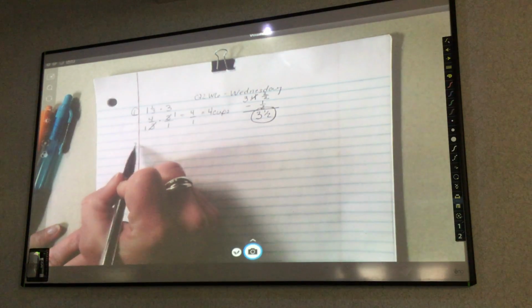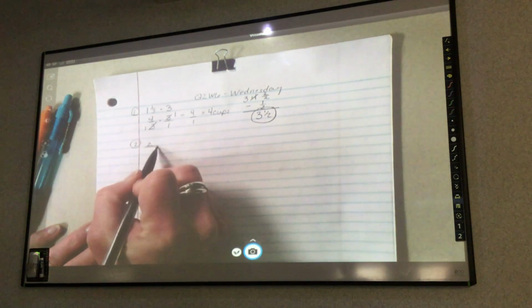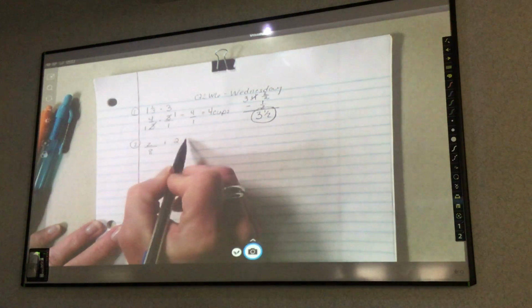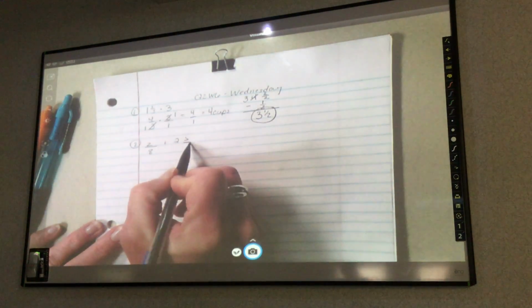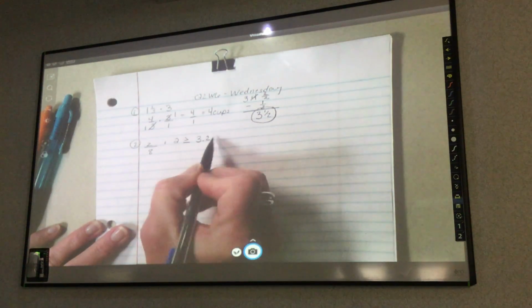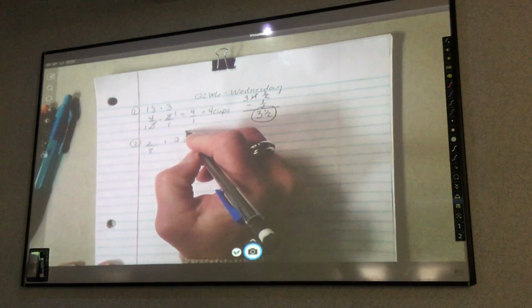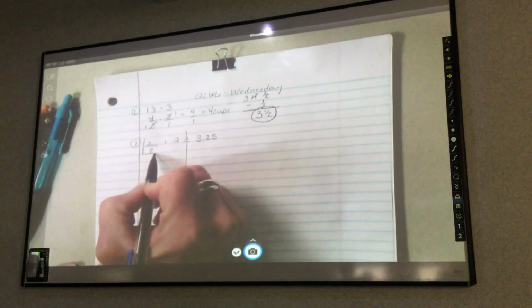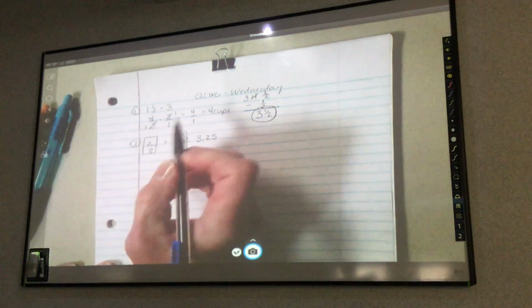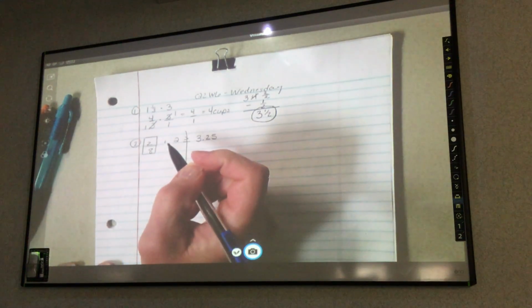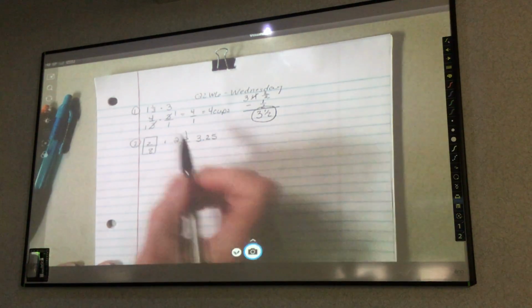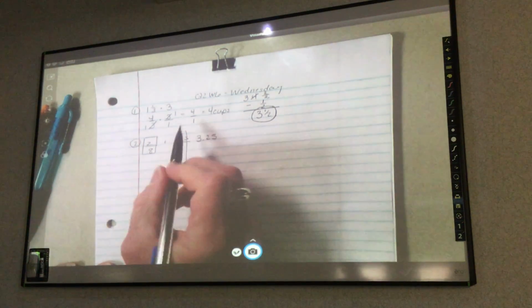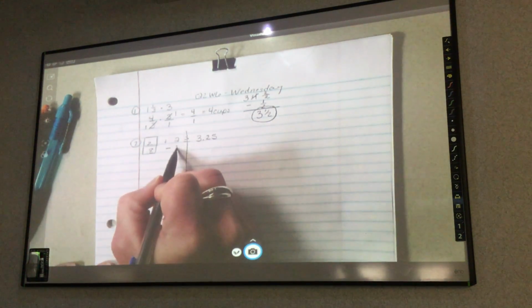Number 2. Z over 8 plus 2 is greater than or equal to 3 25/100. Draw your line. Box up my Z. I don't have to make it 1/8 right now because I'm not combining it with any other Z's. So I'm just going to concentrate on this 2, and if this is a positive 2, I'm going to go a minus 2.